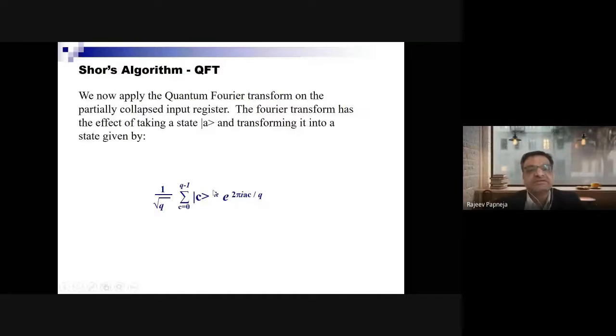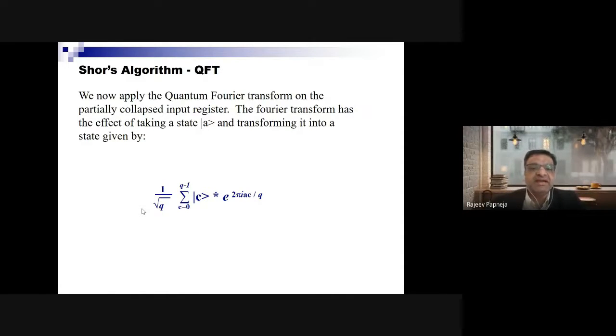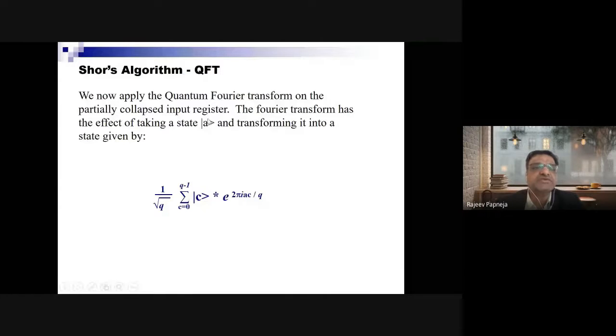And now to this, we apply the quantum Fourier transform. We will not go into detail of the quantum Fourier transform, but just understand this is an algorithm that you directly call. What do you pass to this algorithm, and what does it do? It takes a state A and transforms it into a state given by 1 over root q, summed over C from 0 to q minus 1, of the state C multiplied by e raised to 2 pi i a c over q. We don't have to know the intricacies. All we need to know is that it will take a state and transform it into a quantum Fourier state.